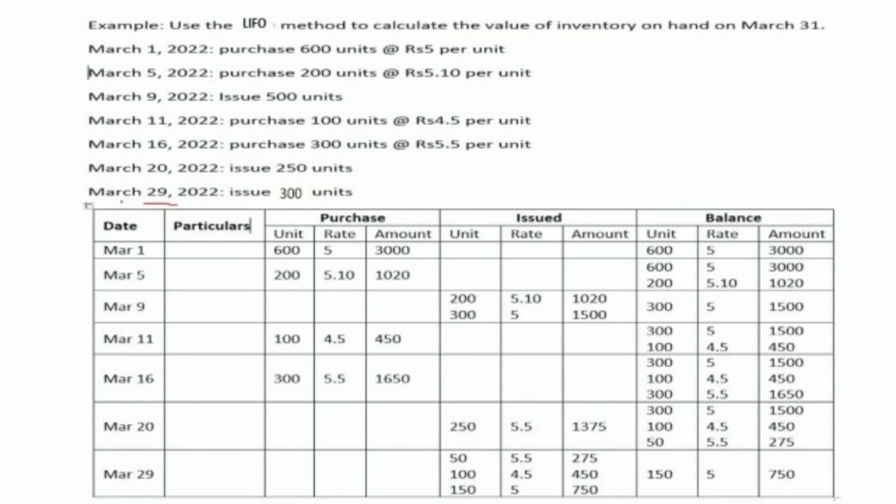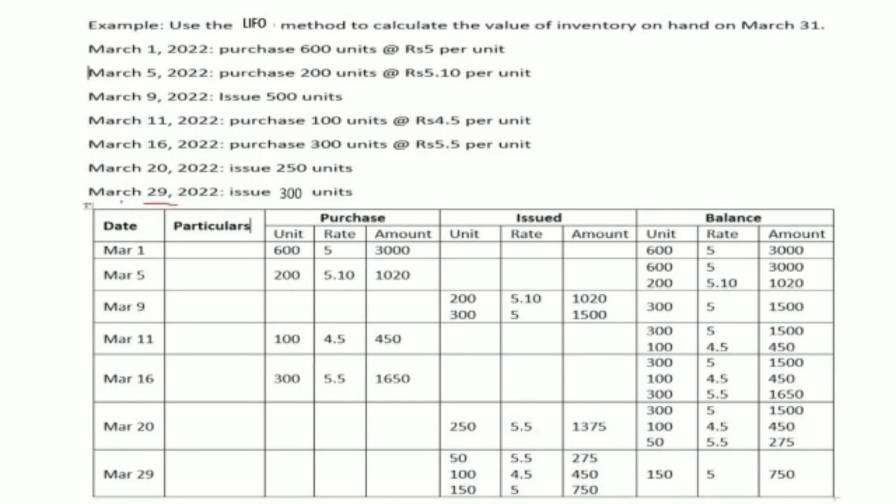We have to see whether the inventory which came last will be issued first, and this is the balance we have till now. Within this balance, these 200 units are the ones that came last. If 600 units came earlier, then these 200 units will be issued first, and their rate is 5.10 rupees. The total amount is 1020.